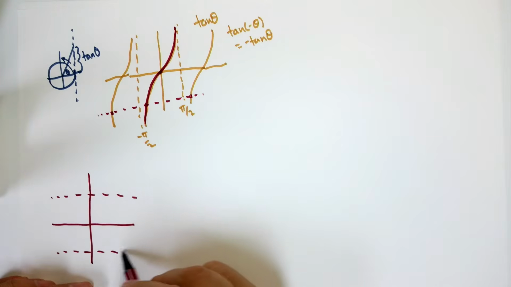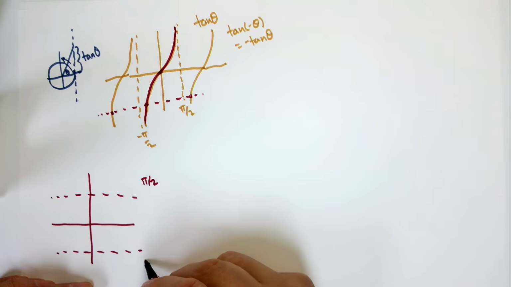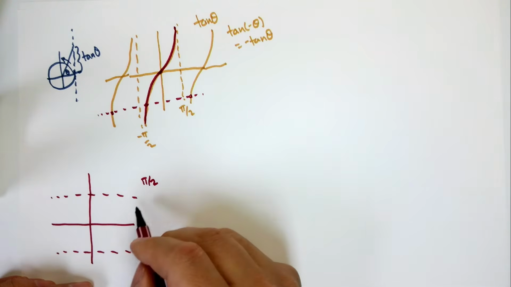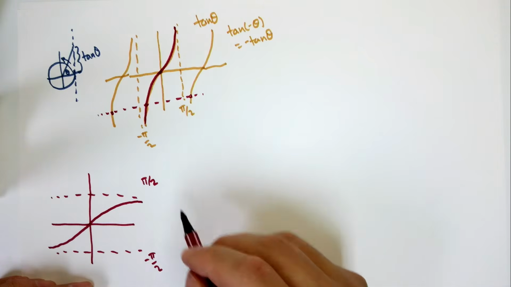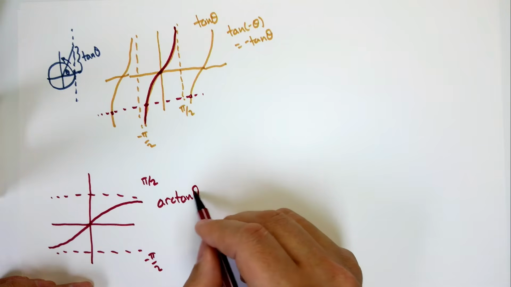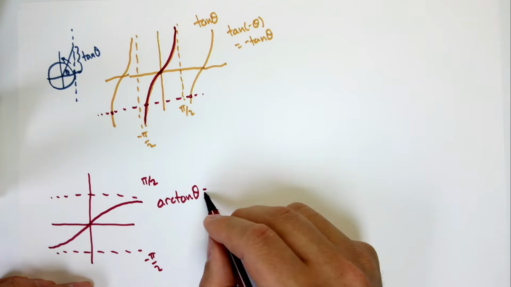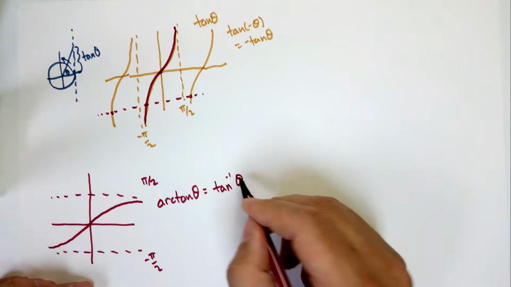So what was vertical asymptotes becomes horizontal asymptotes, pi halves and negative pi halves. And now we get a curve that looks like this. So this is called the inverse tangent, also known as arctangent. Now, sometimes you will see arctangent written as tan minus 1 theta.